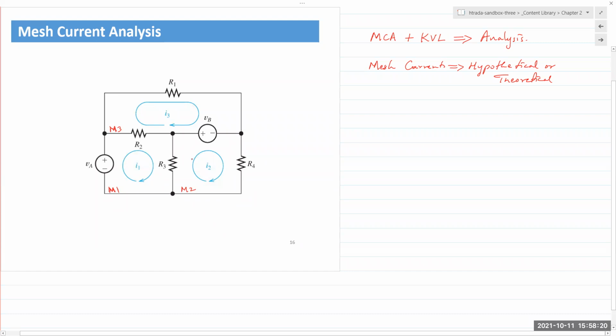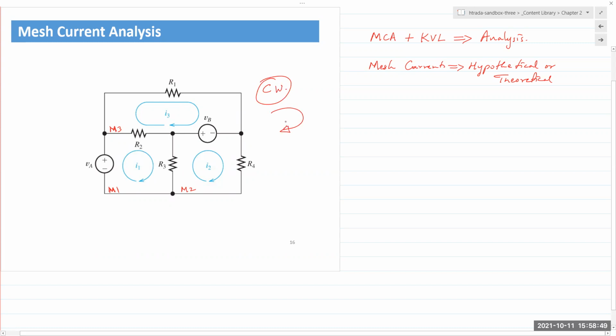Now, for simplicity's sake, we would always like to choose a common direction for the currents. And by common, I mean they should be either clockwise or anti-clockwise or counterclockwise. But that's not necessarily the case for each and every single problem. Here we can see that all of the mesh currents are clockwise, right? All of them are clockwise. They are flowing in that direction.